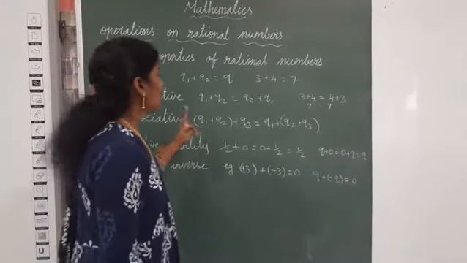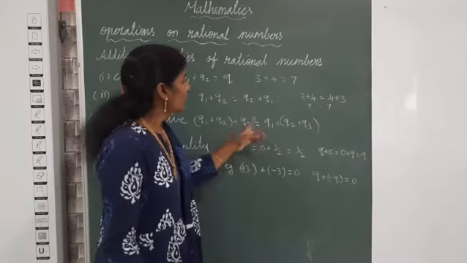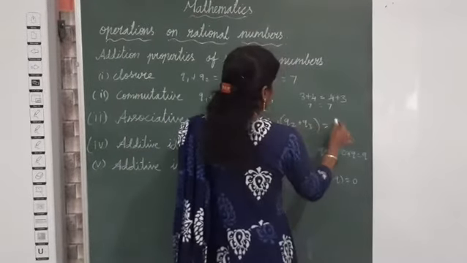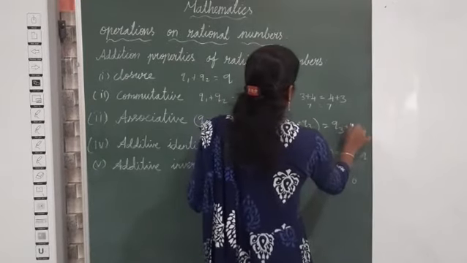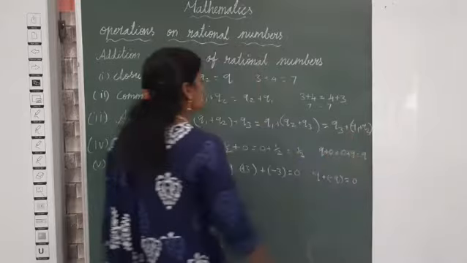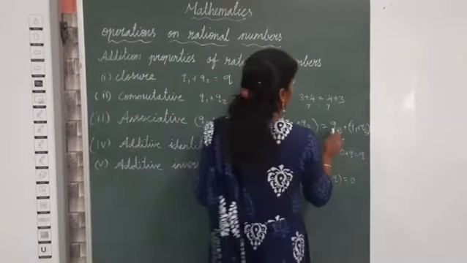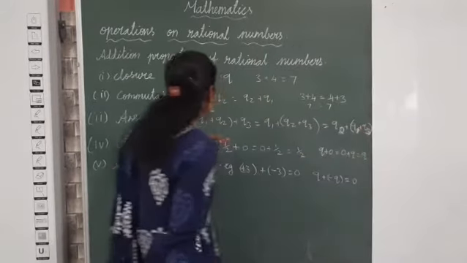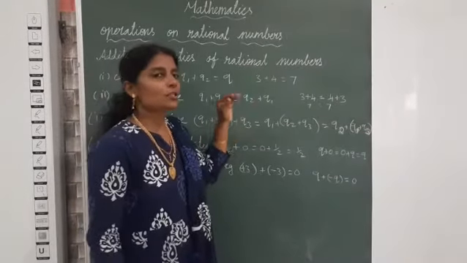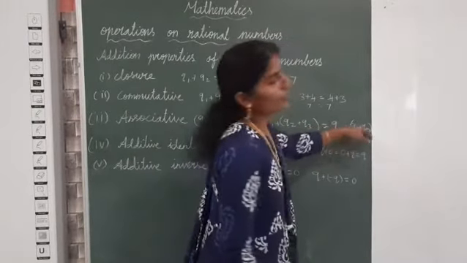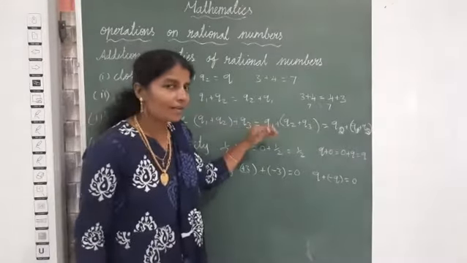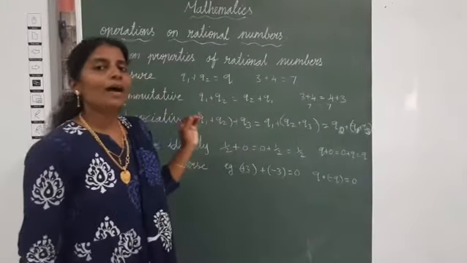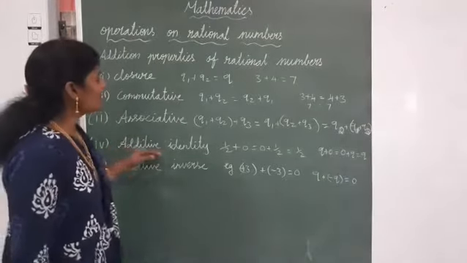Then associative property: Q1 plus Q2 plus Q3 equal to Q1 plus Q2 plus Q3 with different grouping. We can also write Q3 plus Q1 plus Q2, or Q2 plus Q1 plus Q3. Otherwise Q2 plus Q1 plus Q3. If you change the order, we will get the same answer. We can take any three numbers, we can change the order, we will get the same answer. This is associative property.